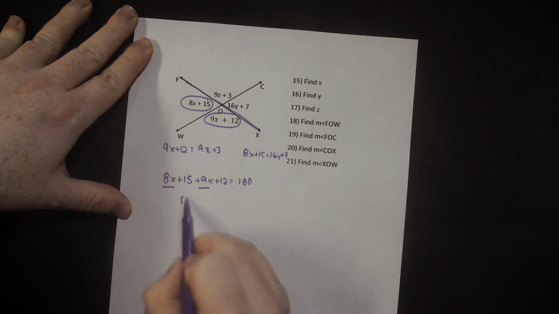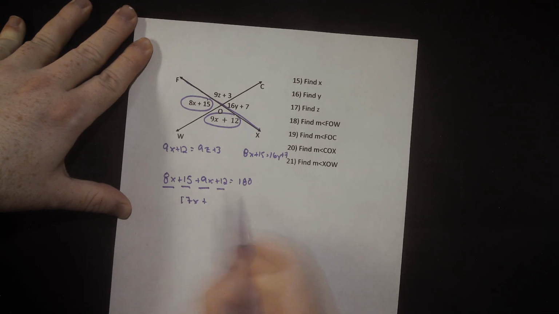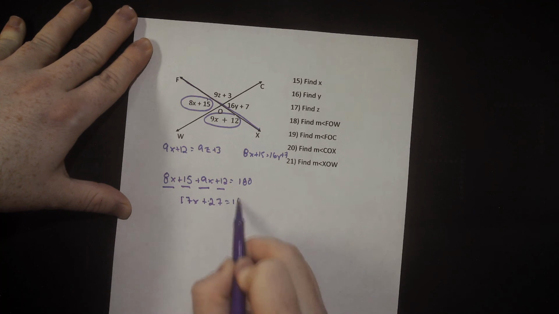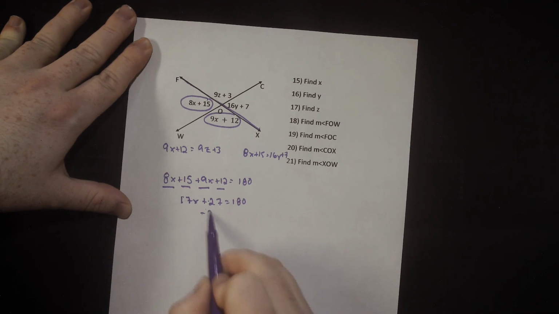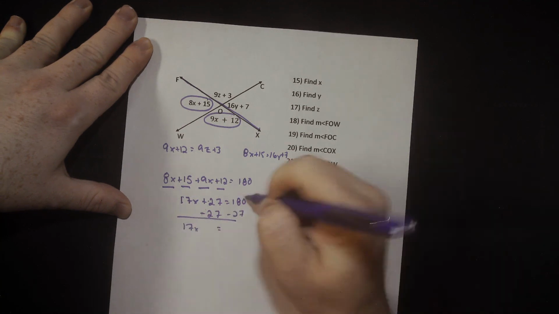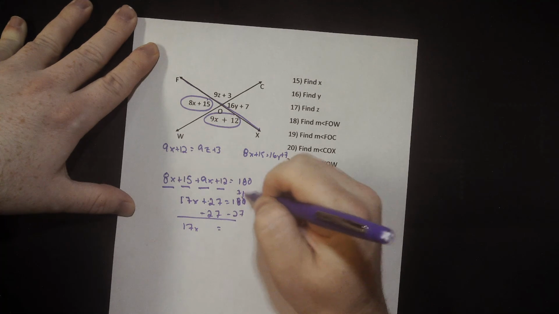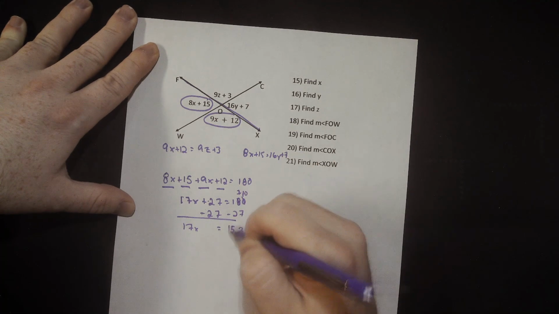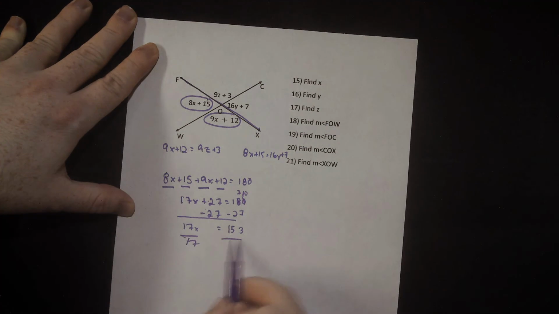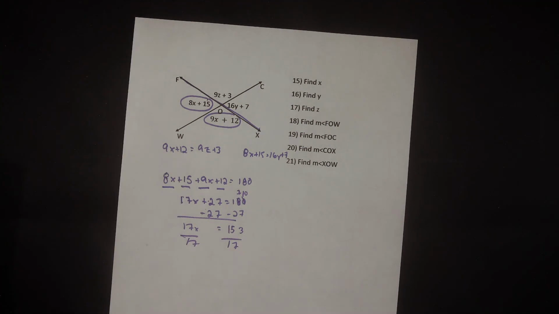9x and 8x make 17x. 15 and 12 make 27. So I'm going to subtract 27. And I get 153, and then I divide by 17. And 17s aren't really a thing that I keep memorized off the top of my head. Now, if I think about it, 24. This one scares me a bit because it seems like it's not going to come out to be solid, but it has to be, I think.